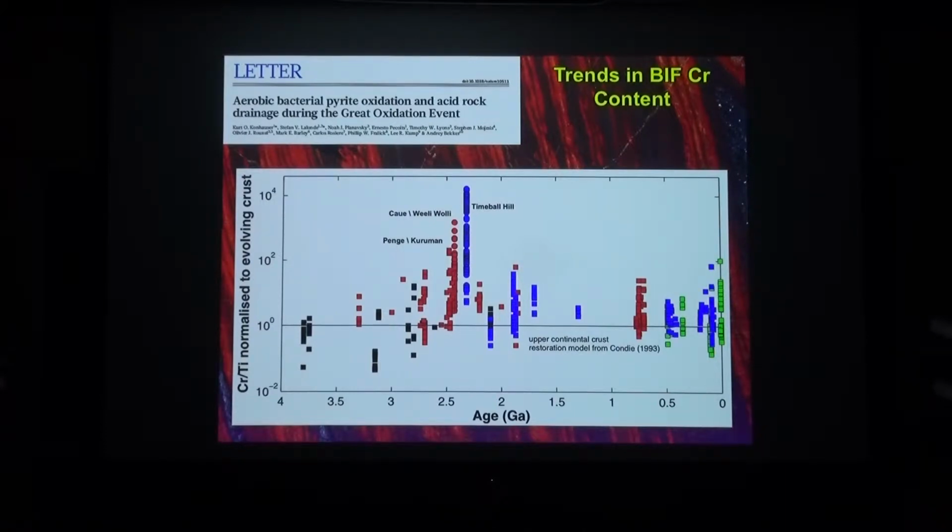Not only do you mobilize chromium, but you mobilize things like phosphate, other trace elements, and essentially, you get the Lomagundi event at 2.2, which is a time of great organic productivity. We would argue that because of this acid weathering, lots of trace metals, including phosphate, get washed into the ocean. You get a big spurt in primary productivity. Lots of biomass gets buried, the carbon isotope record changes, and lots of O2 goes into the atmosphere. So it's all kind of linked.